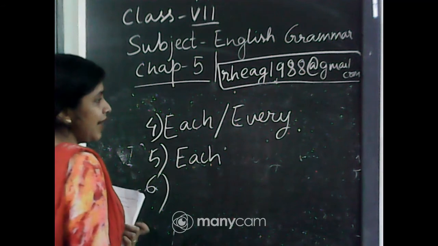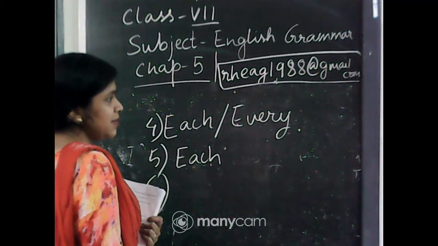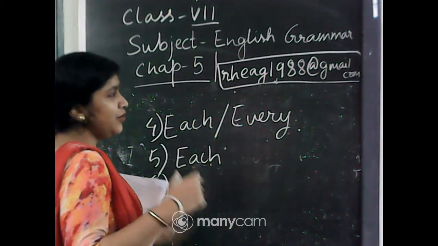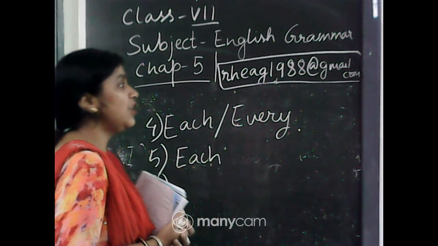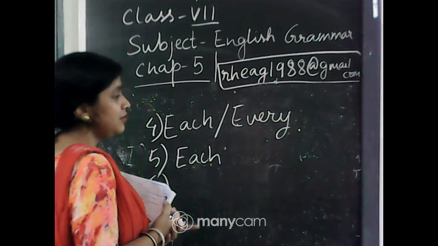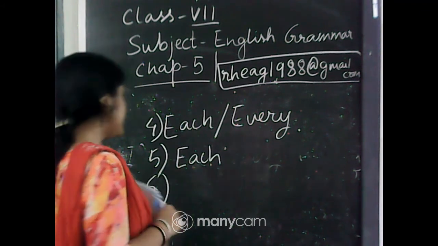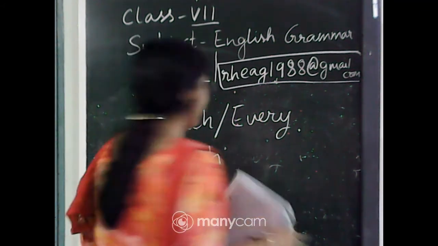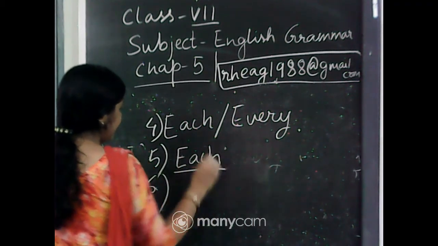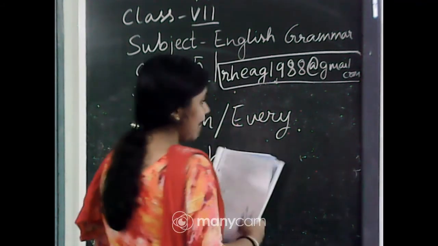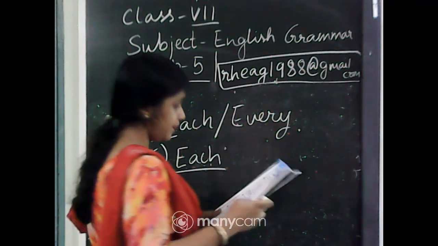Number 5, every. Yes, you may write every. But as it has been segregated that for a limited number, we have a limited number of bedrooms in our houses, right? Either 2 or 3 or 4 maximum. So each is better for the answer. Every is not wrong. Each is better, but if you write every, I will not cut your answer. I will not deduct your marks.